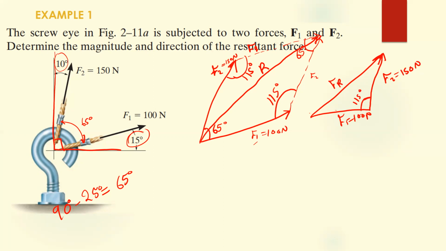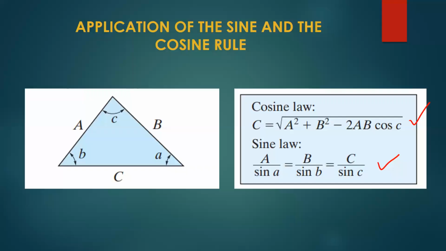Which method are we going to use? If you look at the two methods that we discussed here, the one which involves only one angle is the cosine rule, because in a cosine rule you only have cos of one angle. But if you have two or more angles, you can use the sine rule. But in this case, we're going to use the cosine rule.